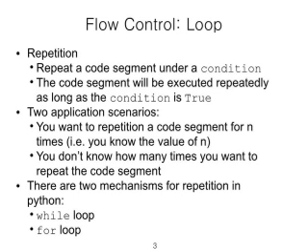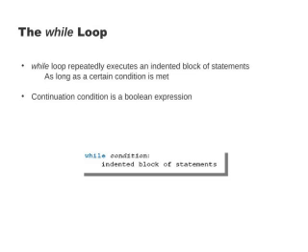In Python, there are two mechanisms for generating repetitive code. One is a while loop, two is a for loop. Let's take a look at the while loop. In a while loop, an indented block of statements will be repeated again and again as long as the condition returns a Boolean value of true.